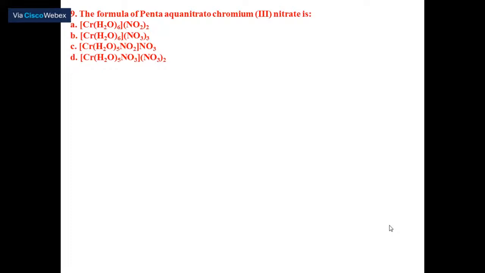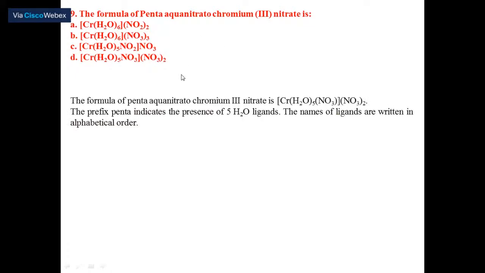So here you can see penta aqua. The first answer is ruled out because hexa aqua is there. B, hexa aqua is there, this is also ruled out. Come to C and D, because in both cases penta aqua is there. Penta aqua nitrato, then nitrato and chromium 3. In both cases, which one is having chromium 3? Then nitrate.